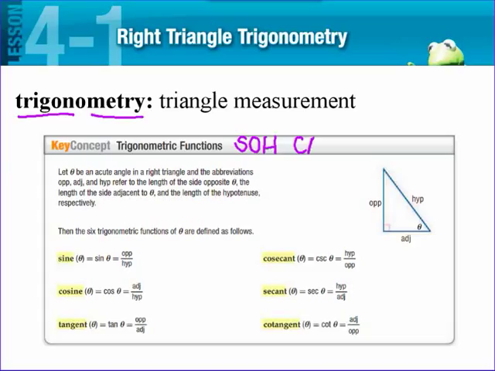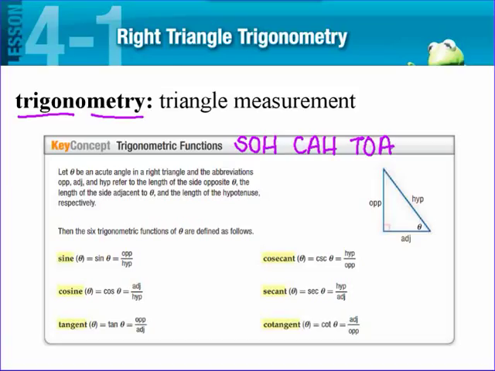Now you're going to notice that there are 3 other functions there. There is cosecant, there is secant, and there is cotangent. If you want to follow along in your book, it's found on page 220 if you're having trouble seeing the board. We know that sine is abbreviated SIN. Theta just means an angle. So sine of angle theta is opposite side over hypotenuse. Cosine is adjacent side over hypotenuse. Tangent is opposite over adjacent.